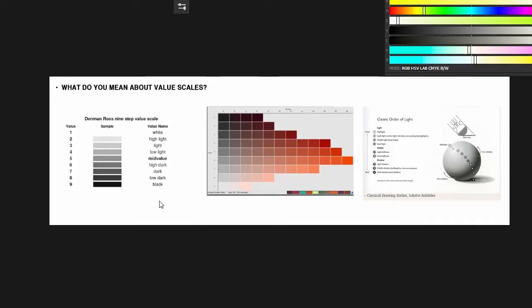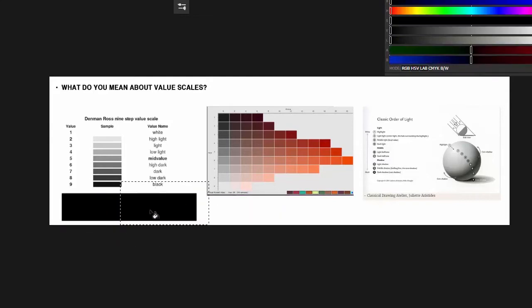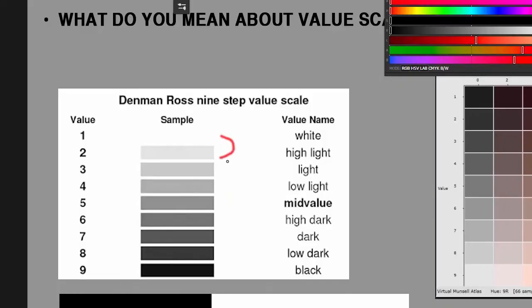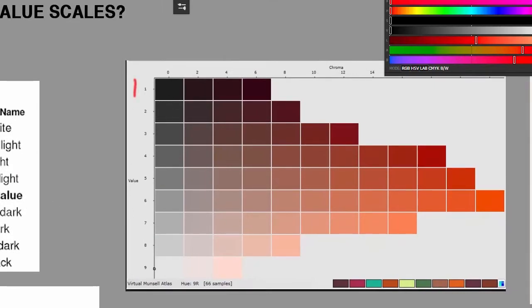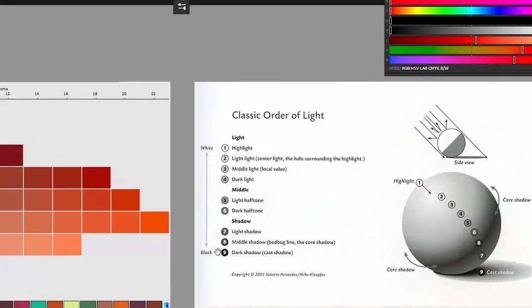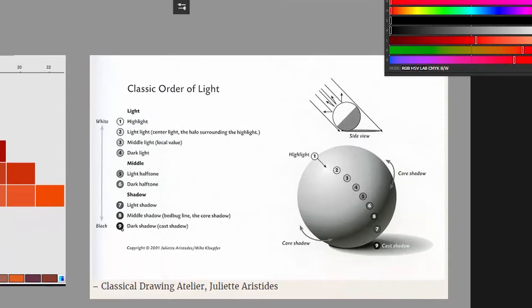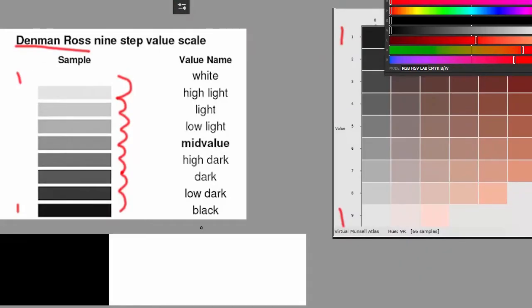So what do you mean when you talk about value scales? Well, essentially, value goes from black to white. And however many ways you separate this black and white is the value scale that I refer to. In the case of Denman Ross, he uses 9 value steps. 1 is white, 9 is black. Munsell also uses 9 steps, but 1 is black, 9 is white. Juliette Aristides is the same as Ross: 1 white, 9 black.